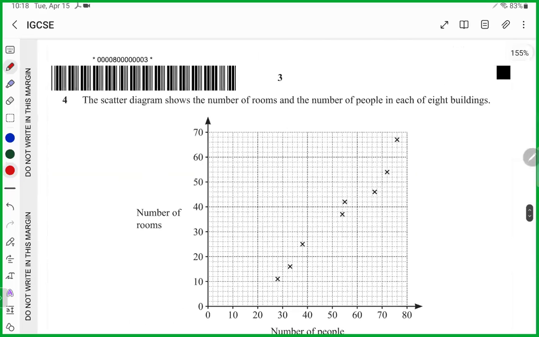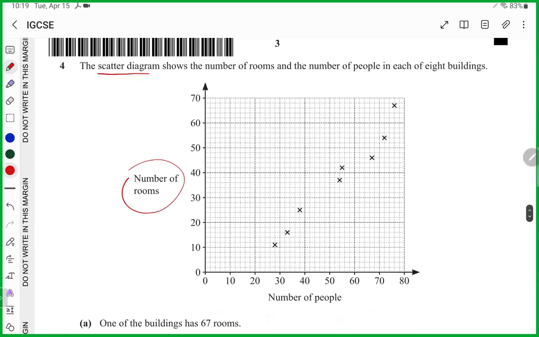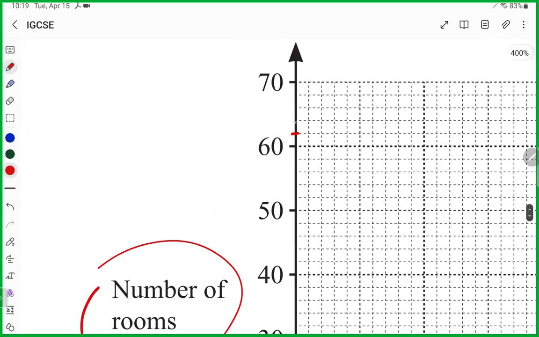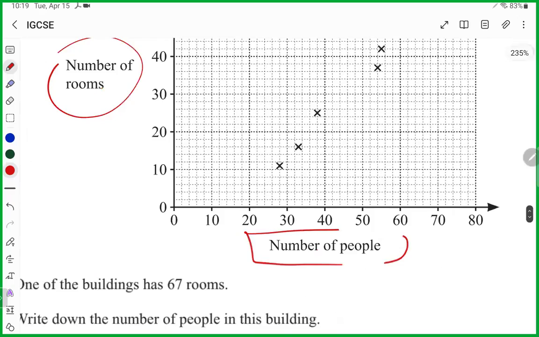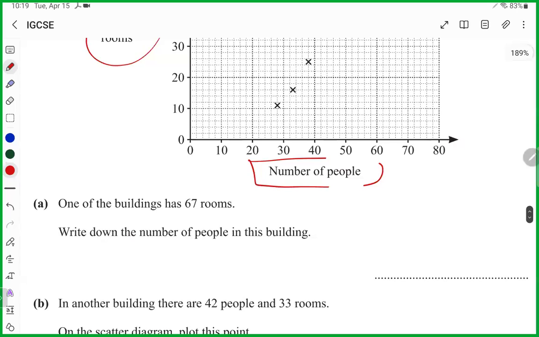Okay, next is the scatter diagram. The scatter diagram shows the number of rooms and number of people in each of 8 buildings. So 1, 2, 3, 4, 5, 6. They have already drawn this. The number of rooms is on the y-axis and the number of people on the x-axis. So one of the buildings has 67 rooms. So this is 60, 2, 4, 6, 8, and 72. Here would be 67. Write down the number of people in this building.